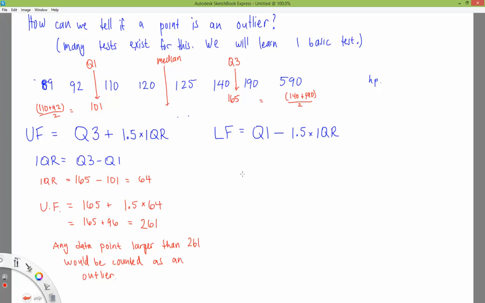Okay, let's go the other direction for the lower fence. Lower fence would be Q1, 101 minus 1.5 times the IQR, which is 64. So I get 101 minus 96. The lower fence would be 5. Where's 96 again? 96 is 1.5 times the IQR, so 1.5 times 64. So any data point smaller than 5 would be counted as an outlier.